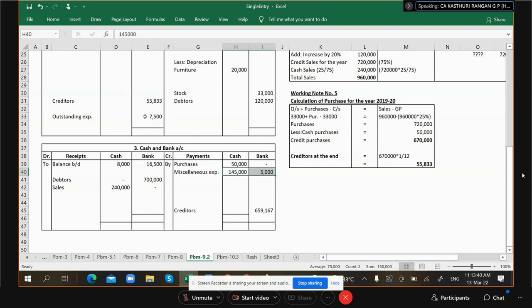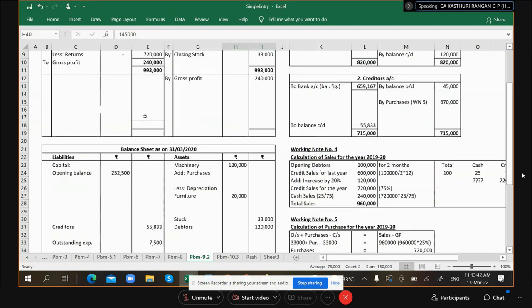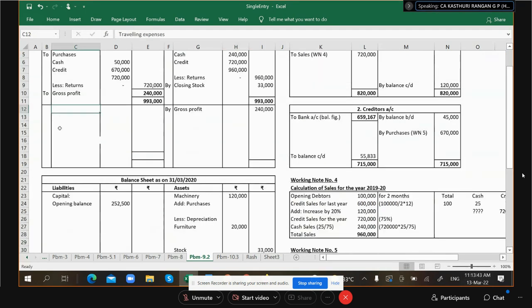All that we should show in the P&L, correct? So in the P&L, to miscellaneous expense, total 1,50,000. Add outstanding, how much? 7,500. Therefore, total is 157,500. Clear?